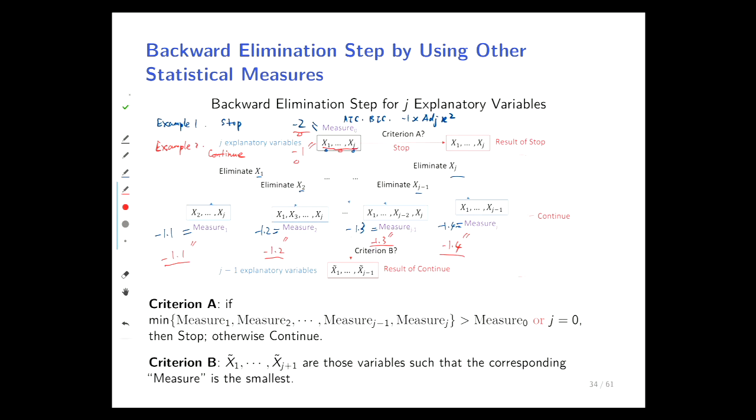So that means those models with fewer variables are preferred. Because the models with fewer variables are preferred, we consider to continue. That means eliminating a variable can lead to a smaller AIC, BIC, or -1 times adjusted R square. So we proceed. If we proceed, we need to find the model with the smallest measure. And here, -1.4 is the smallest. So our variable selection result here is x1 to xJ-1. That's our variable selection result. Always find the model with the smallest measure. So that's the idea. That's the backward elimination step.